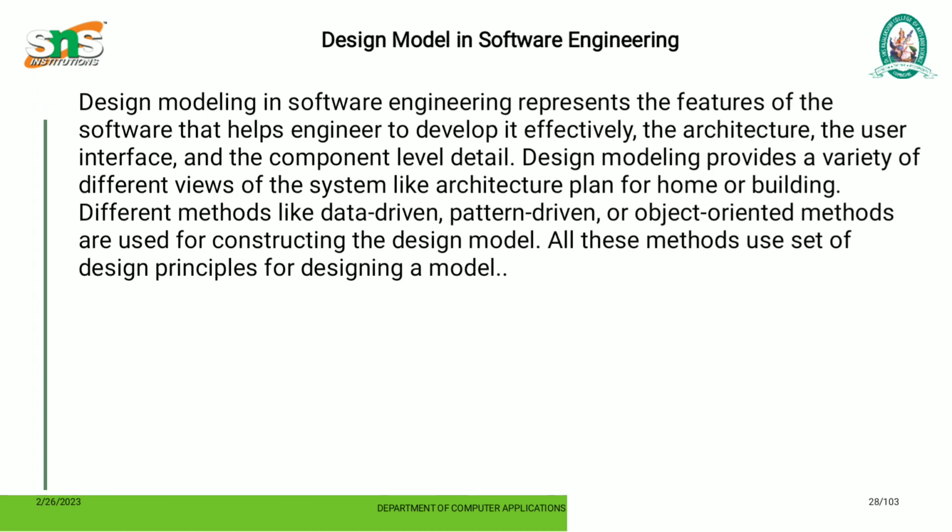So now let us see the design models in software engineering. The design model in software engineering represents the features of the software that help engineers to develop it effectively: the architecture, the user interface, and the component level details. Design modeling provides a variety of different views of systems, like an architecture plan for a home or a building. Different methods like data driven, pattern driven, or object oriented methods are used to construct the design model. All these methods use a set of design principles for designing a model.